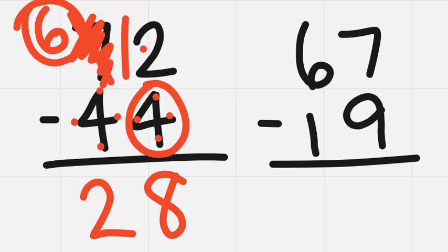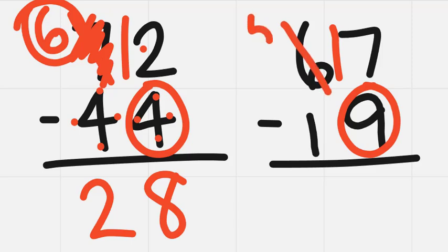Between 7 and 9, I'll circle the 9. The big number is on the bottom, so I have to borrow. I'm going to make the 7 a 17. That 6 becomes a 5. And then I'll subtract.